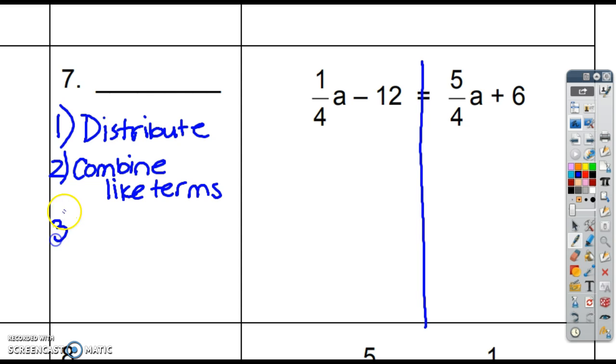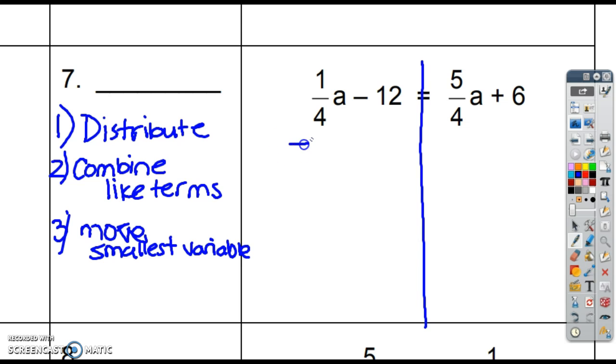So the next thing we're doing is I need to get my variable on one side. So we're going to move the variable first, and we're going to move the smallest variable. Okay. So out of 1/4 A and 5/4 A, which one is smaller? Your 1/4 A. It's a positive 1/4 A, so how do we move it? We're going to subtract it and take it away from both sides.